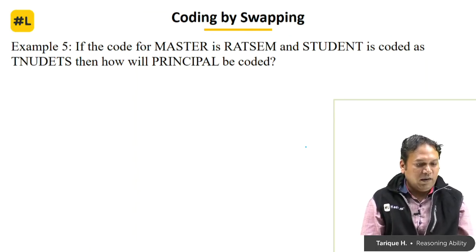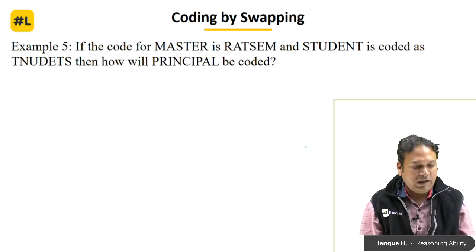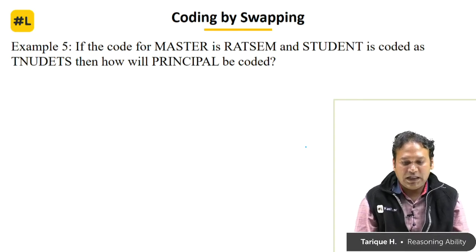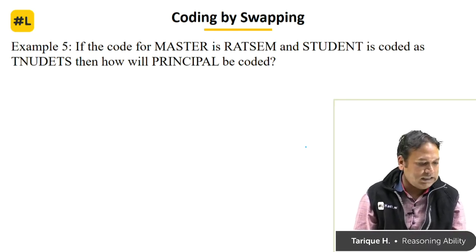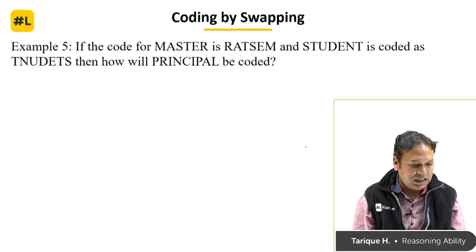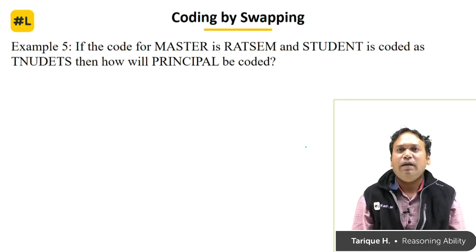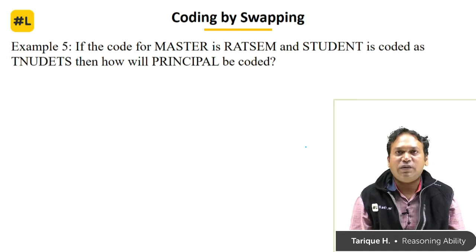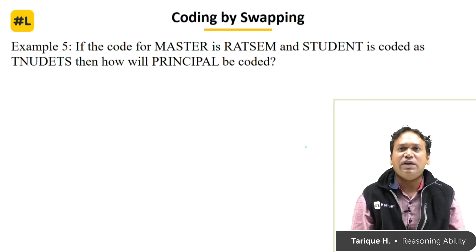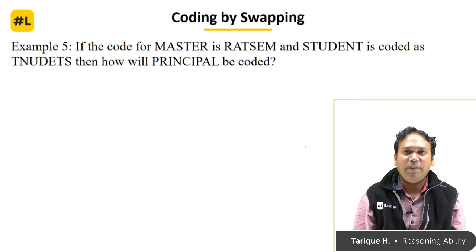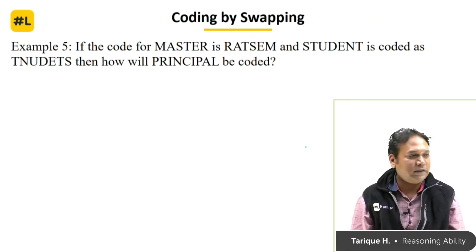If the code for MASTER is RATSEM, and STUDENT is coded as TNUDETS, then how will PRINCIPAL be coded? Now try solving this question. Already some basic questions on swapping we have seen. What could be there in this question? Observe carefully, and I am sure you will get the answer.